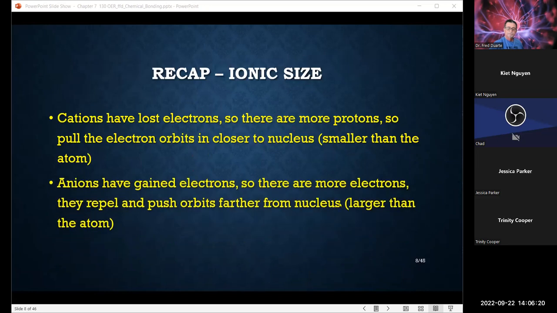Okay, so recap, we talked about ionic sizes. Some refresher information here for you. Cations lose electrons, they have more protons. They pull the electrons closer to the nucleus, so the ion gets smaller. Plus they lost electrons, so the next valence shell is the next energy level in. Whereas anions gain electrons, more electrons, they repel each other, so they push away, and the ion gets bigger.